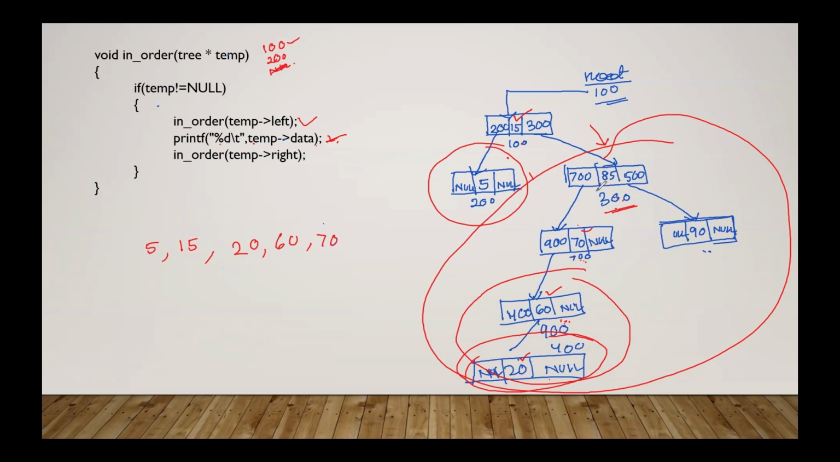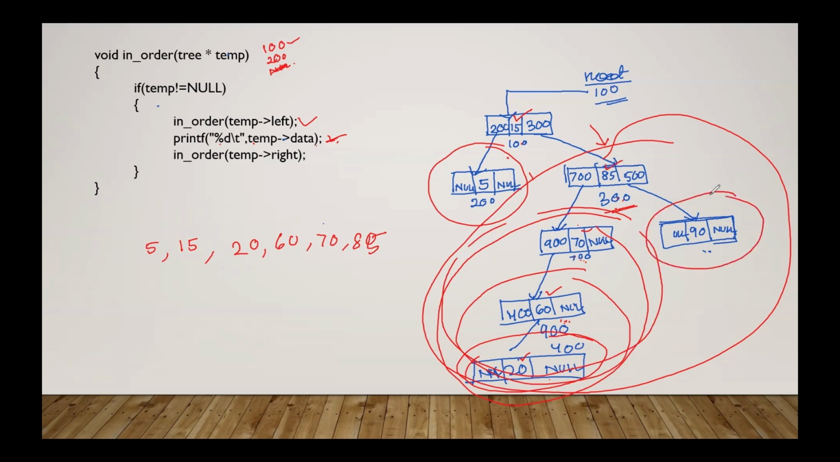Then this left is over. Then we have to print which value? 85. Then we print the 85. So now left is completed. Root is completed, then we have to call which value? The right value. Right, what happened? There is no left, so right will be printed. After that, there is no right.